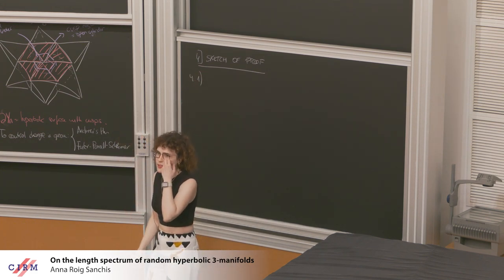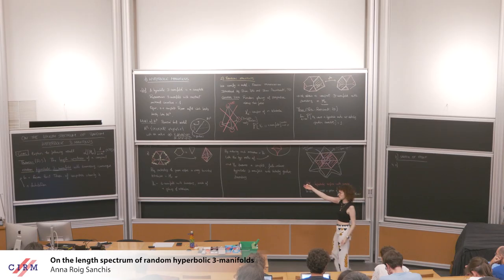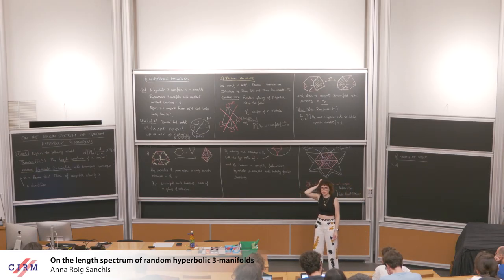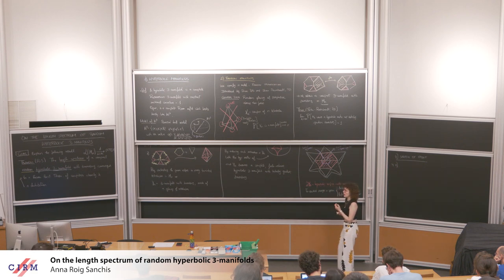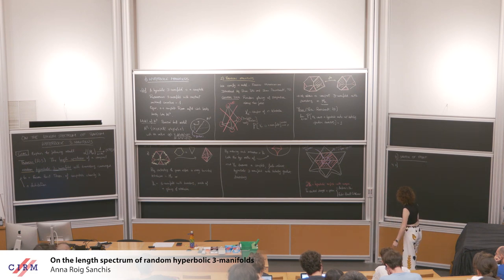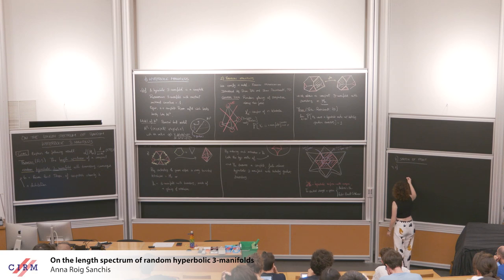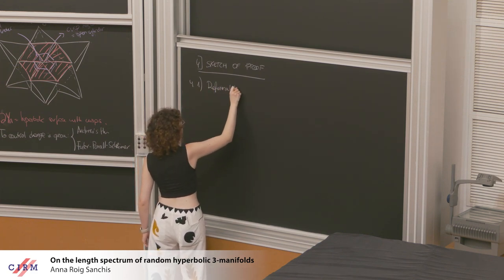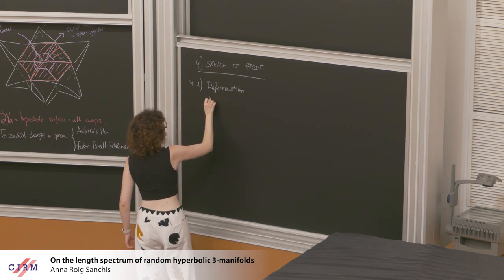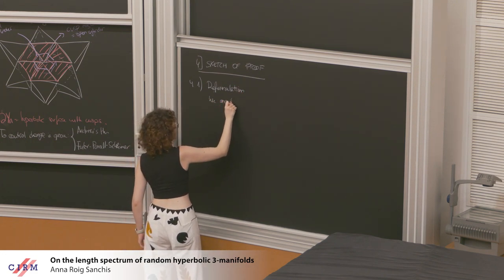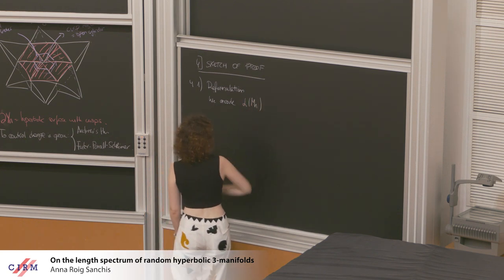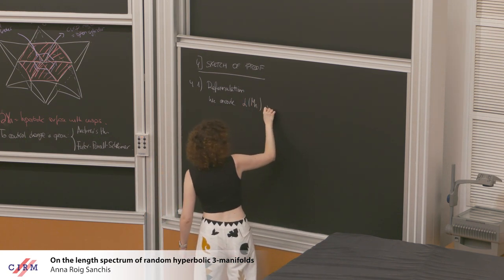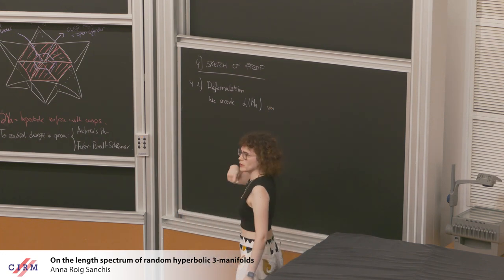So the first thing that I would like to say is that this is a concise way of stating the result, but in order to prove it, I use a different reformulation in more geometrical terms. So what I actually prove is the following. We can encode the length spectrum of Mn via the following random variables.